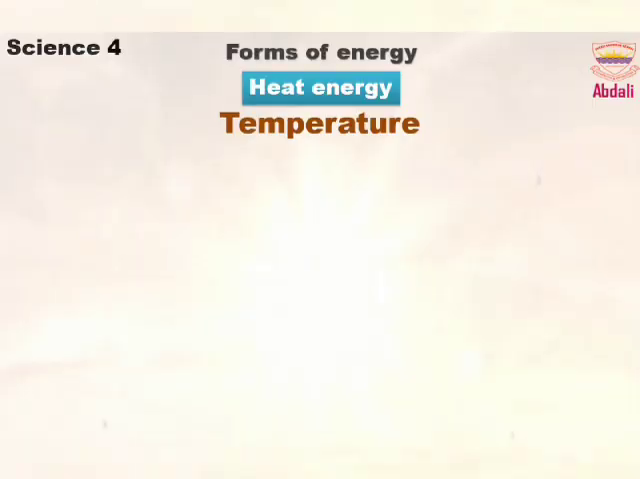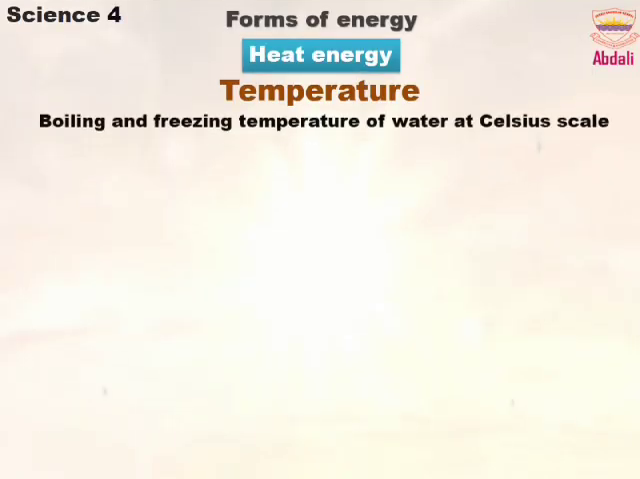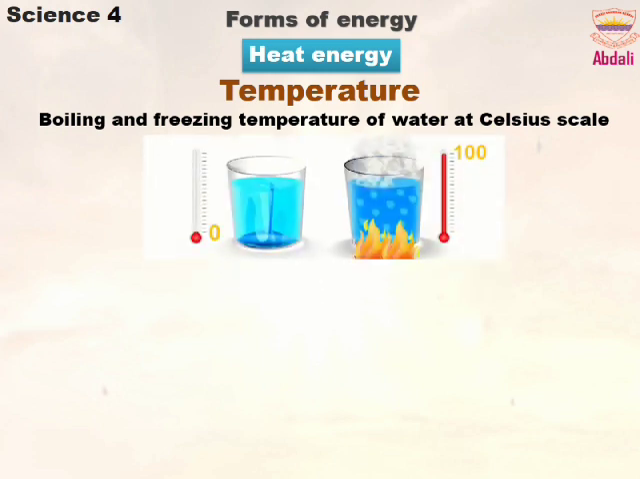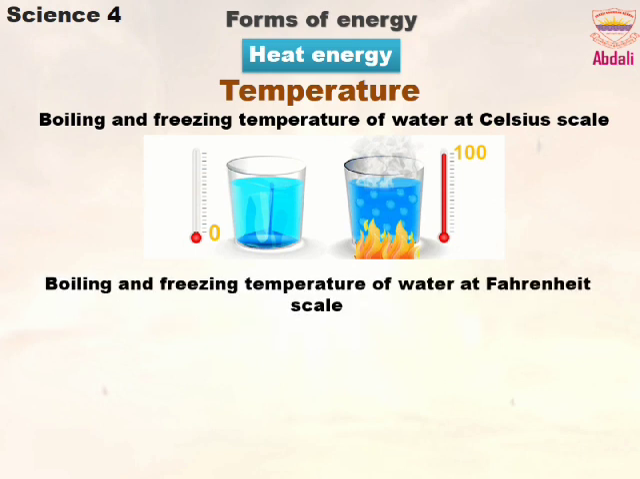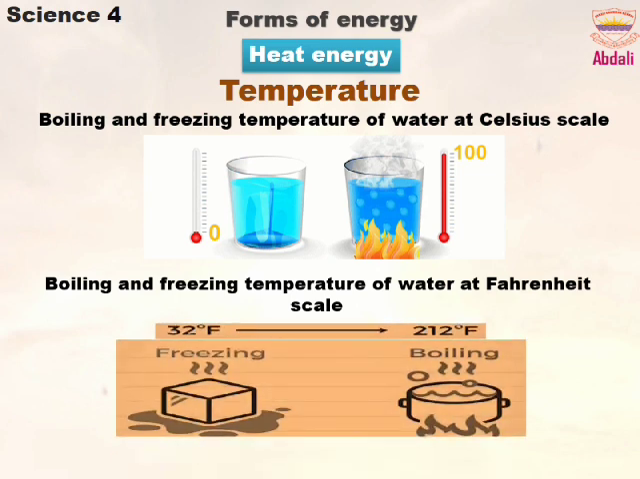Dear students, every scale has different points of melting and boiling. For example, on the Celsius scale water boils at 100 degrees and freezes at 0 degrees. On the Fahrenheit scale, water boils at 212 degrees and freezes at 32 degrees.